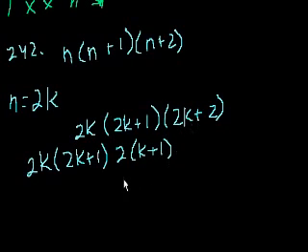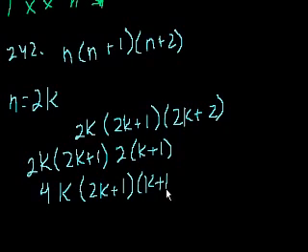Right? I just factored the 2 out of there. And let's multiply these two. So you get 4k times 2k plus 1 times k plus 1. So this one is divisible by 4. And I just glanced in statement E, they talk about divisible by 4. So I think we're done.